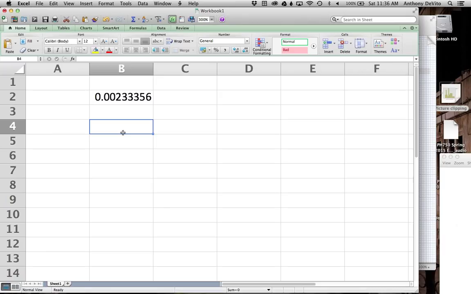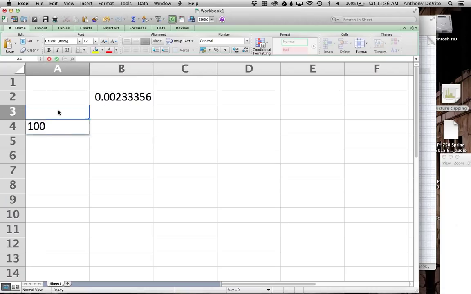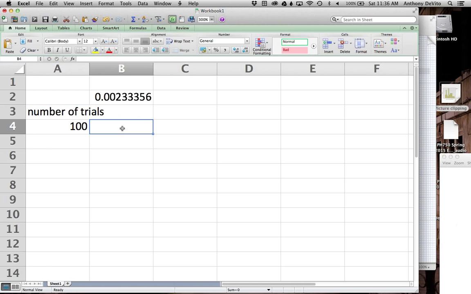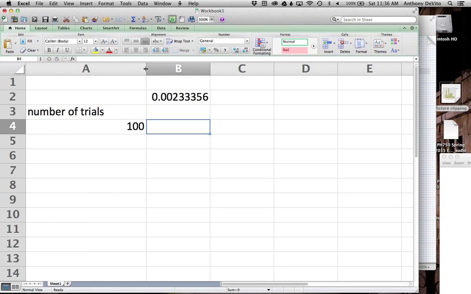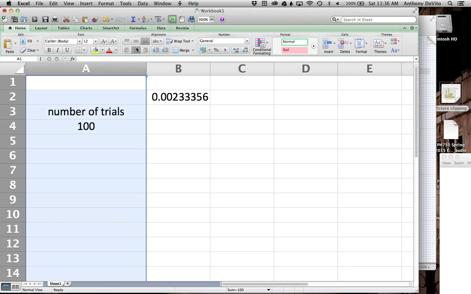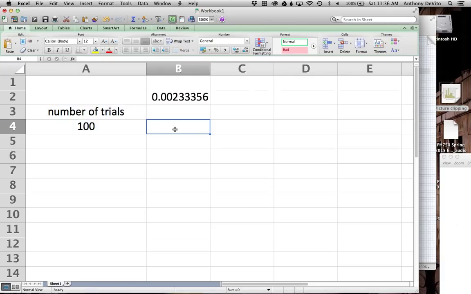Okay, so now, what did I do here again? What I did here was I'm going to put a number over here. I'm going to put this 100, the number of trials, out here. That's the number of trials, in this column right here. Make it nice and even. And this is going to be the probability of getting 9 or fewer.